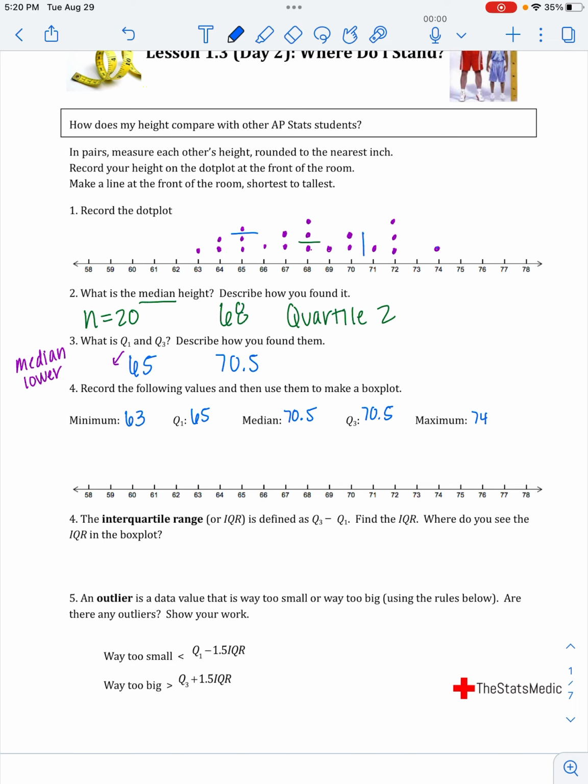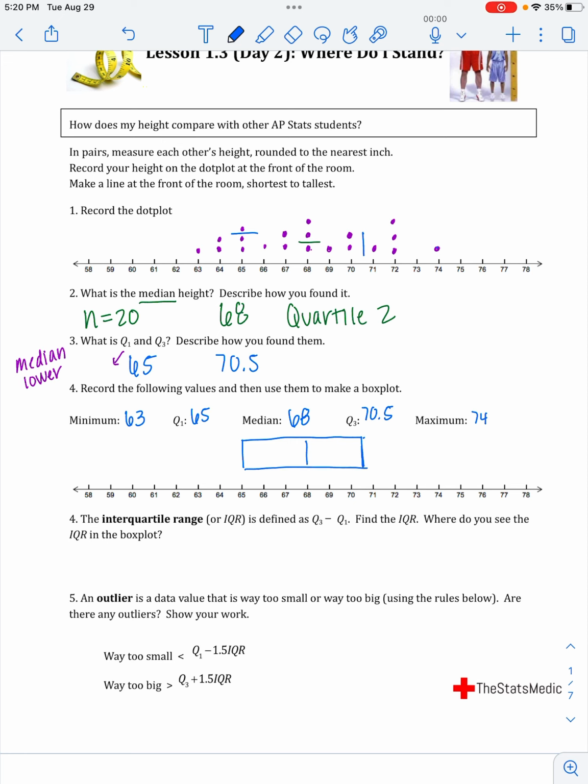So when I create a box plot, I'm going to create a box that boxes in those 3 middle numbers. So at Q1 at 65, I want to draw a line for Q1. I'm going to draw a line at Q3, which is 70.5. And I'm also going to draw a line at the median. My median was 68, my apologies, so I'll draw my median line at 68. So I create the box with 3 lines going from Q1 to Q2 to Q3.